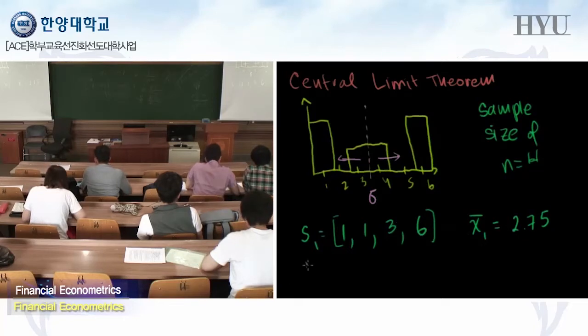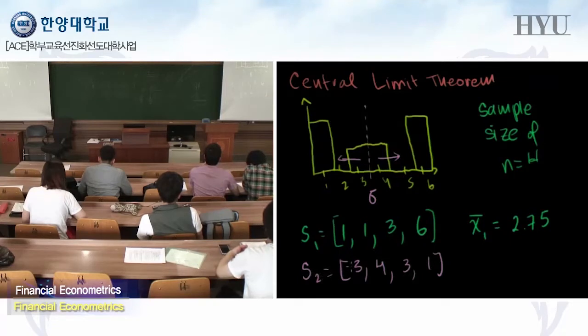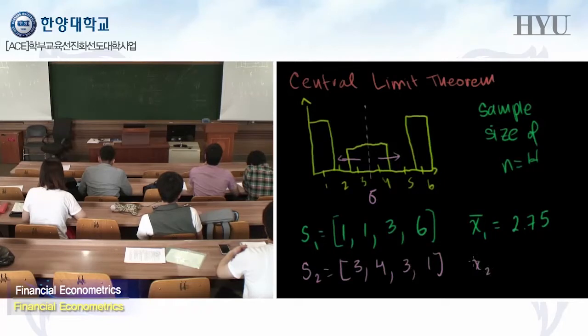Let me do another one. My second sample of size 4. Let's say that I get a 3, 4, let's say I get another 3, and let's say I get a 1. I just didn't happen to get a 6 that time. And notice, I can't get a 2 or a 5. It's impossible for this distribution. The chance of getting a 2 or 5 is 0, so I can't have any 2s or 5s over here. So for this second sample of sample size 4, my second sample mean is going to be 3 plus 4 is 7. 7 plus 3 is 10. Plus 1 is 11. 11 divided by 4, once again, is 2.75.